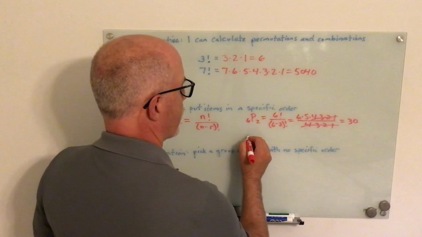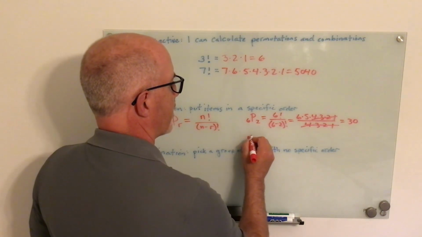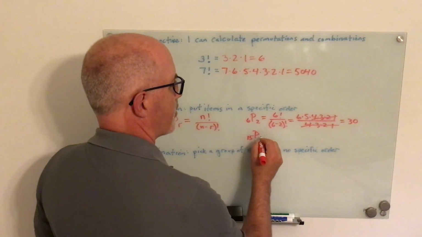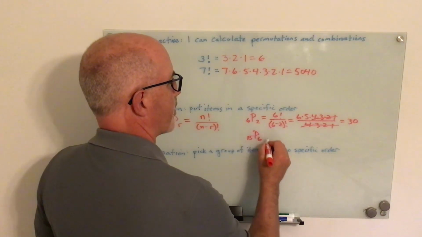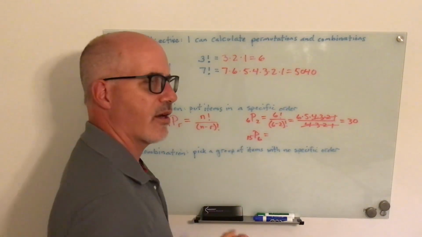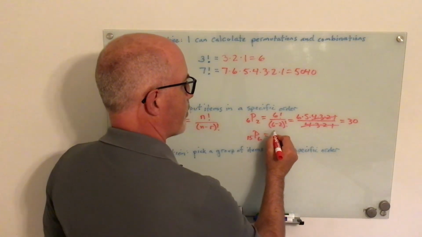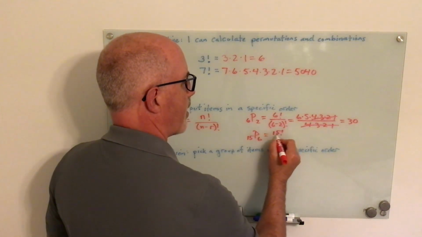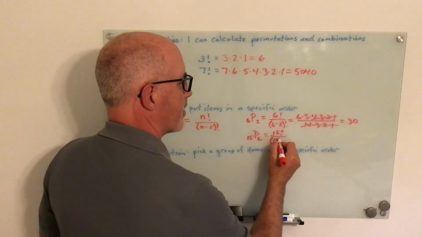Let's do a different one. Let's go ahead and do, for instance, 15P6. We might not calculate this whole one, but we'll get a start on it. So in this one, we'll do 15 factorial on top. On the bottom, you're going to do 15 minus 6 factorial.